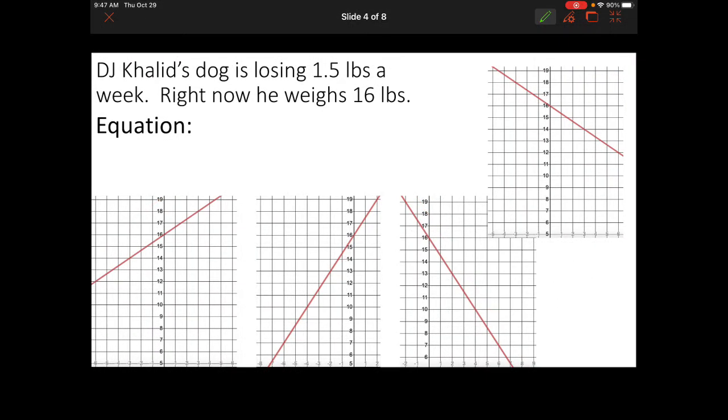This one is we're going to figure out what the graph is. It's the same word problem. So again, we'll go over how we figured out the equation. He's losing 1.5 pounds. That's the movement that's happening. And he's losing weight, so it's going down. And then right now, he weighs 16 pounds. So the beginning of the whole scenario, he weighs 16 pounds. So let's go ahead. Y equals negative 1.5x plus 16.